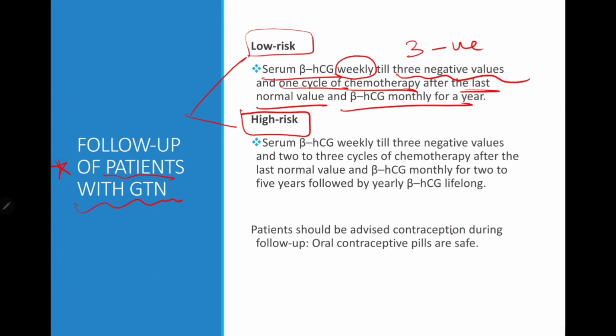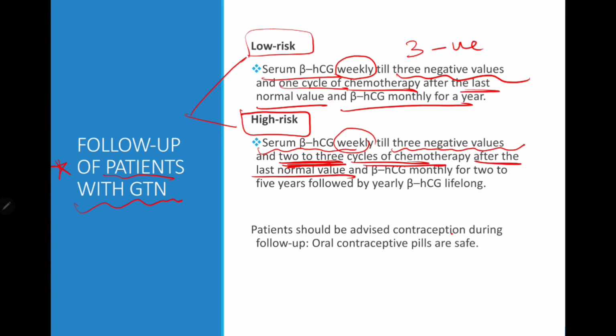So low risk, how am I going to follow up? Weekly serum beta HCG level should be taken and there must be at least 3 negative values and 1 cycle of chemotherapy after the last normal value must be given, and beta HCG monthly for a year. Okay. And now moving on to high risk. High risk patients, serum beta HCG weekly again, till there are 3 negative values. And there must be, instead of 1 cycle of chemotherapy, 2 to 3 cycles of chemotherapy after the last normal value.